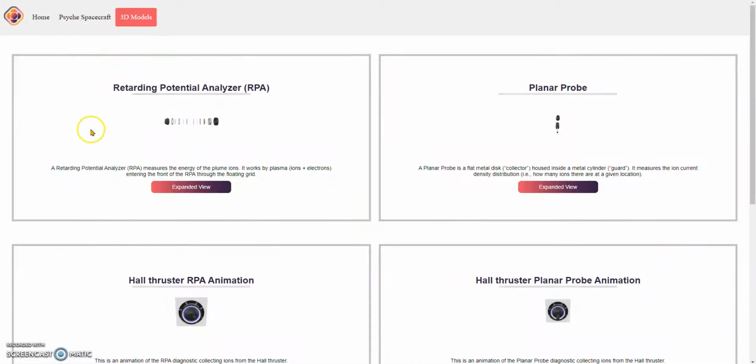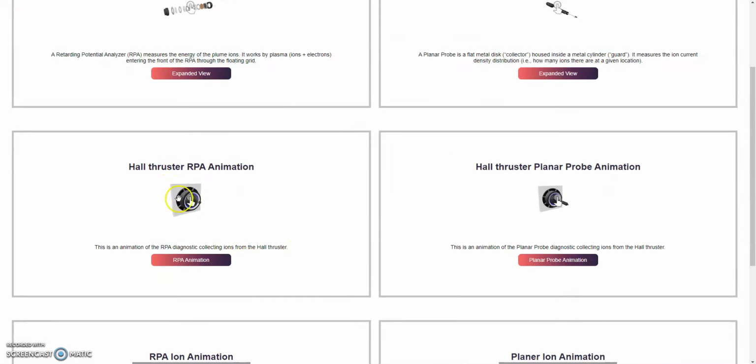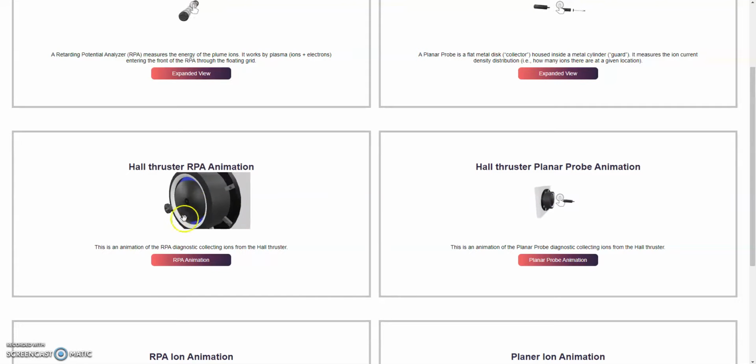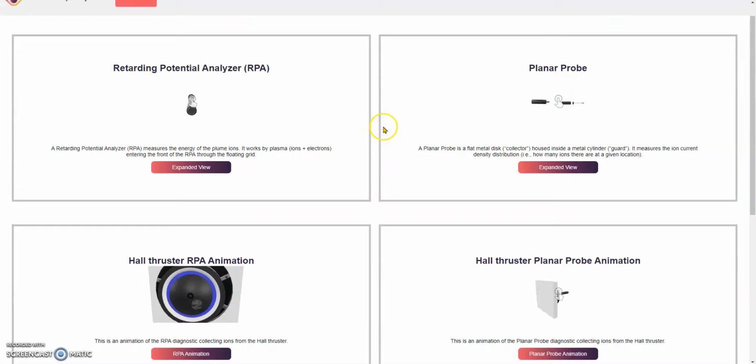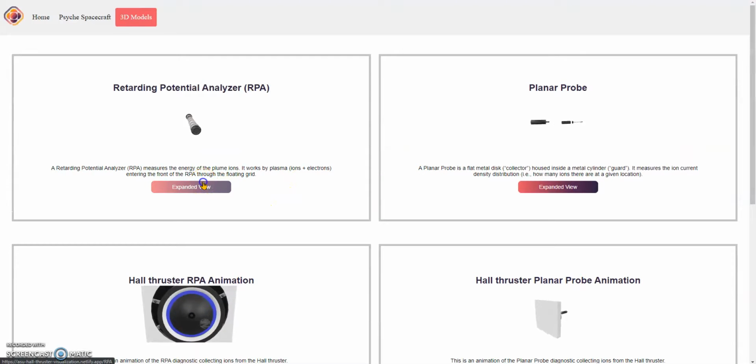Moving onwards to the 3D models tab, we have the decomposed views of our diagnostics tools, the Hall thruster animations, which simulate where the tool would be, as you can see here, during the diagnostics process, and the ion animation, which talks about how the ion interacts with the diagnostic tools. So now we're going to go step by step through these.